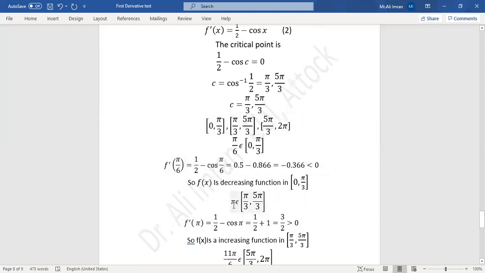Now we'll take a test value from the second interval, and we put it in equation number 2. f prime of pi is equal to 1 by 2 minus cos of pi, which is equal to 1 by 2 minus minus 1, which is equal to plus 1, which is equal to 3 by 2, which is greater than 0. It means the function is increasing in this second interval.